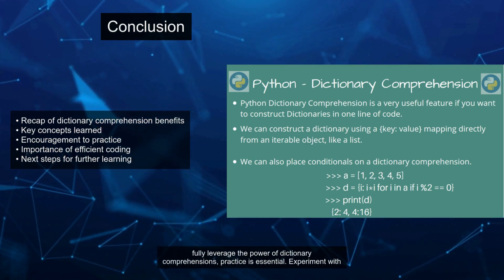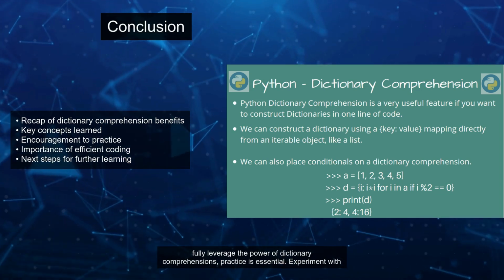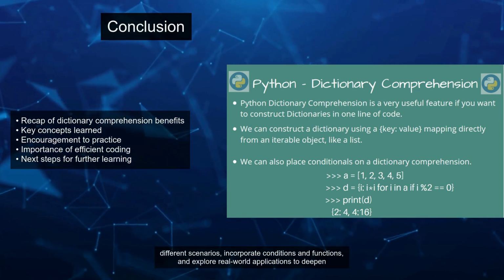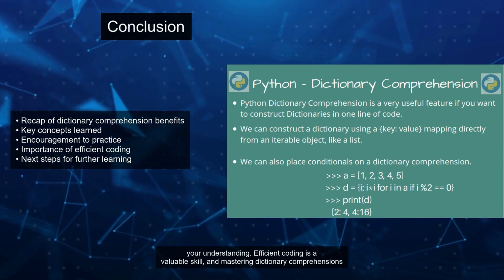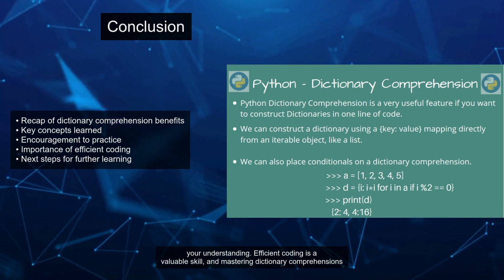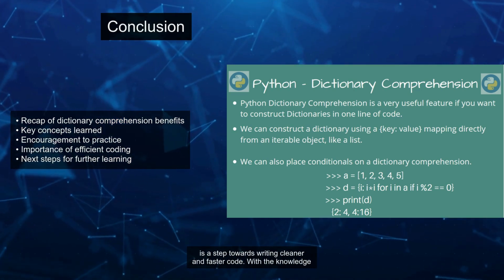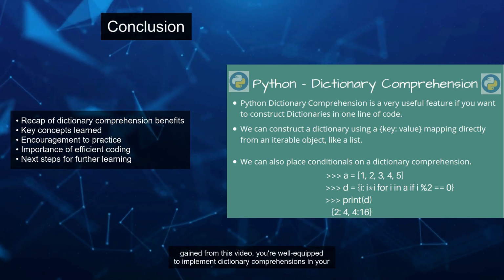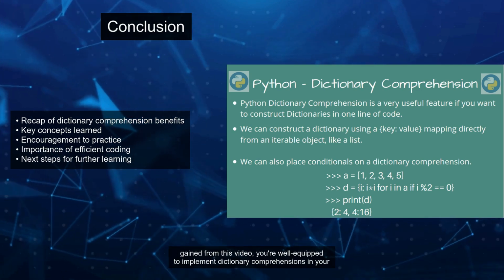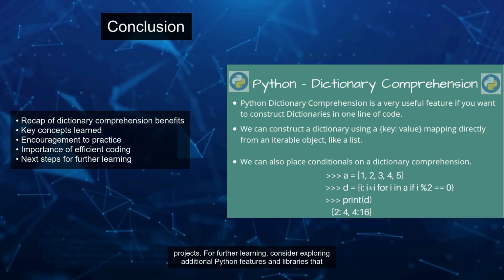To fully leverage the power of dictionary comprehensions, practice is essential. Experiment with different scenarios, incorporate conditions and functions, and explore real-world applications to deepen your understanding. Efficient coding is a valuable skill, and mastering dictionary comprehensions is a step towards writing cleaner and faster code. With the knowledge gained from this video, you're well equipped to implement dictionary comprehensions in your projects.